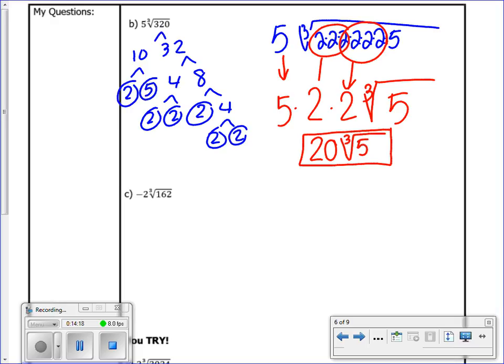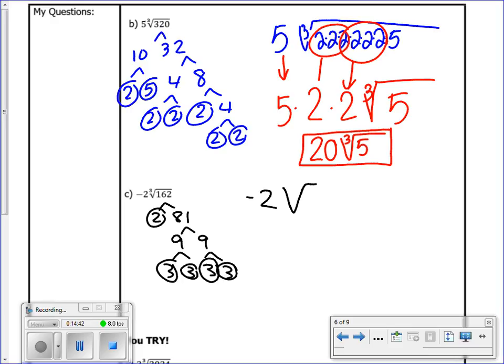Letter C is negative cubed root 162. So same idea, you want to break this down. 162 breaks down to 2 and 81. 2 is prime. 81 breaks down to 9 and 9. 3 and 3. 3 and 3. So when we go and plug this in, it's negative 2 cubed root 2 times 3 times 3 times 3 times 3.